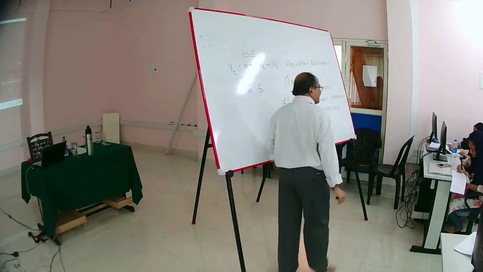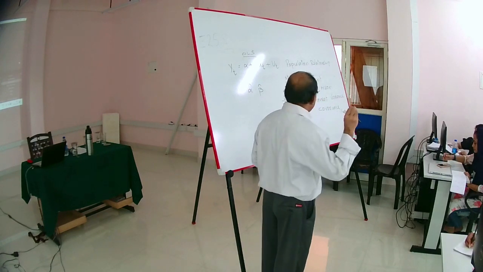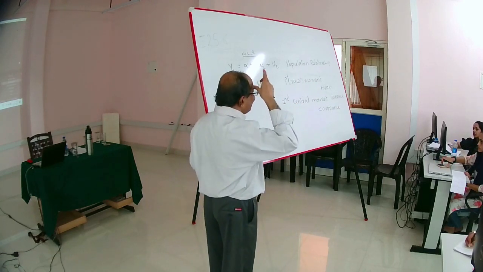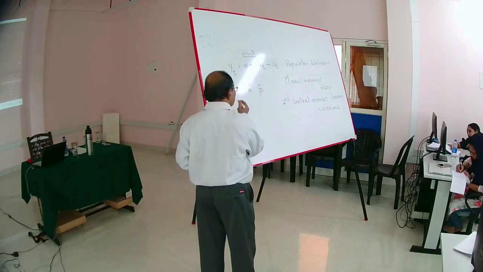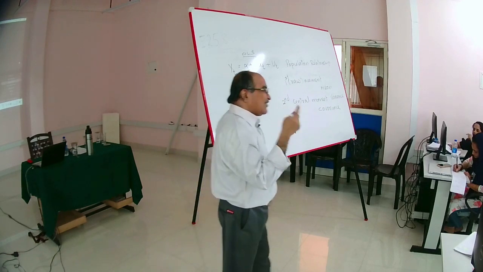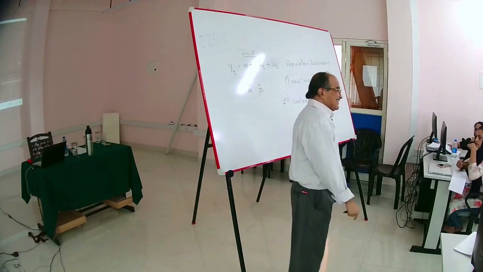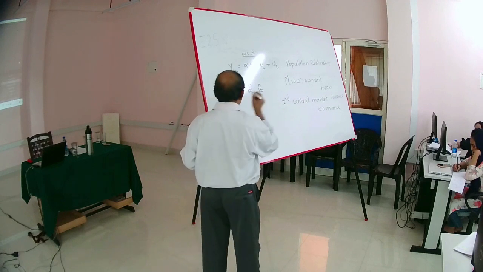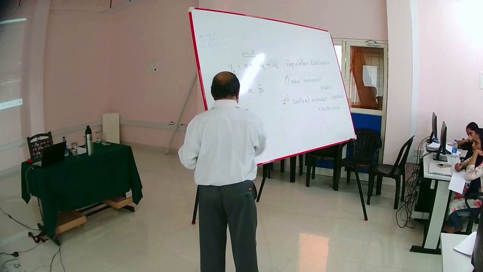What is covariance? Covariance is given in terms of... okay, how do we get the variance? Sigma square. And how do we get the sigma? Square root of variance, right? Suppose we have a variable x. We want to find out the variance of x.